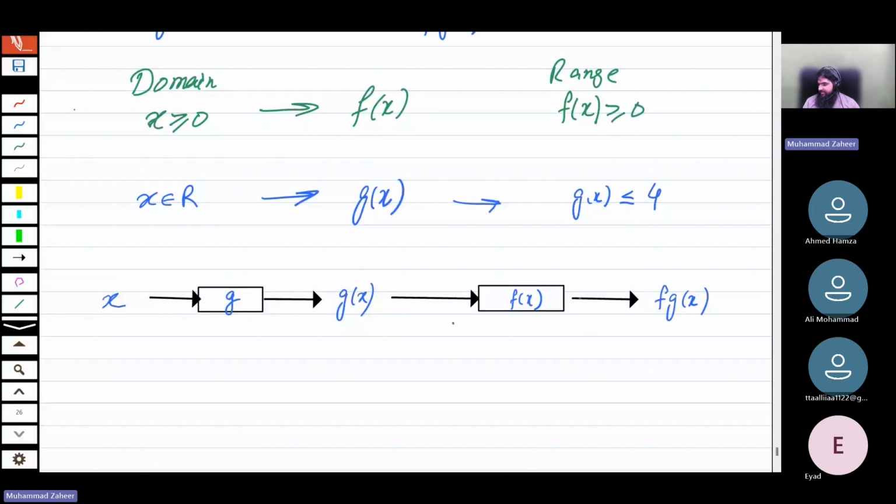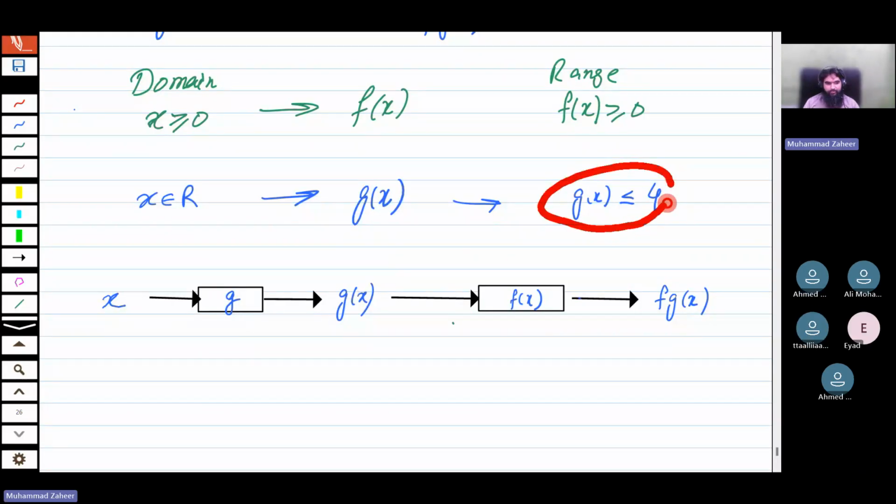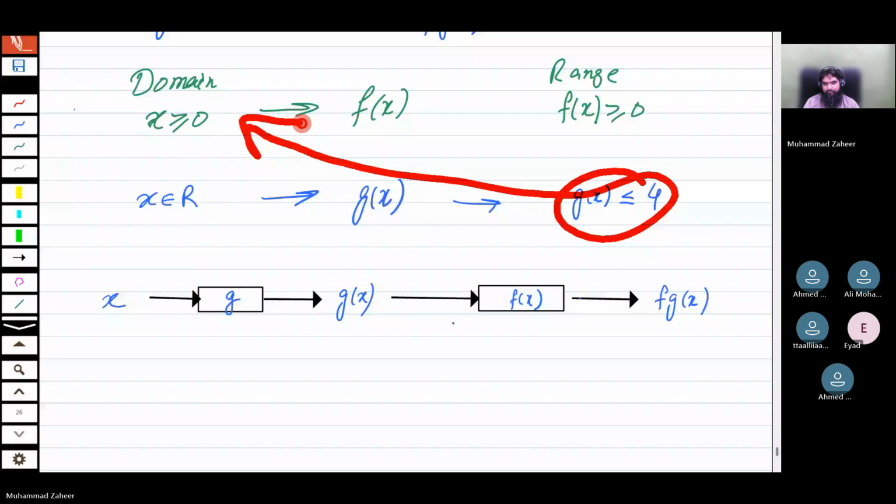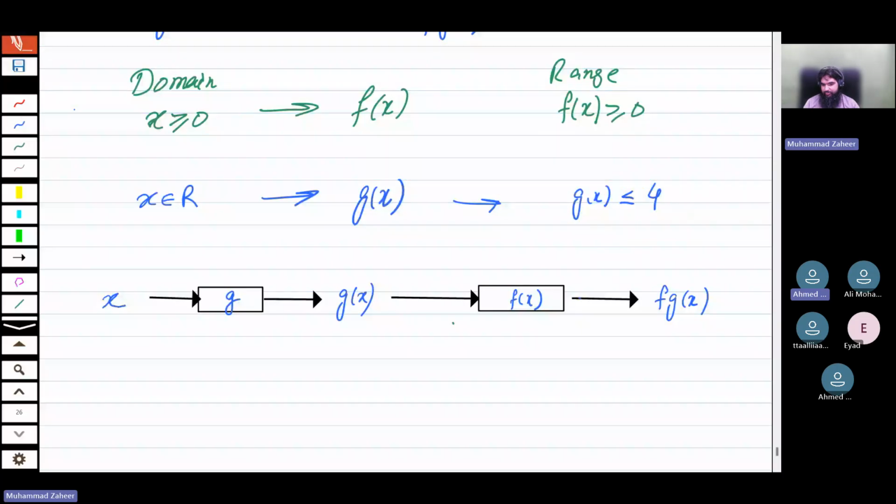Okay, we have to start from here. The output of g of x is less than or equal to 4, right? Yes, it's less than or equal to 4. But in f of x, we have to substitute a value that is greater than 0. So which value do you need to substitute? 0, 1, 2, 3, yes, 4. We have to substitute the output of g of x, which is greater than or equal to 0 and less than or equal to 4.